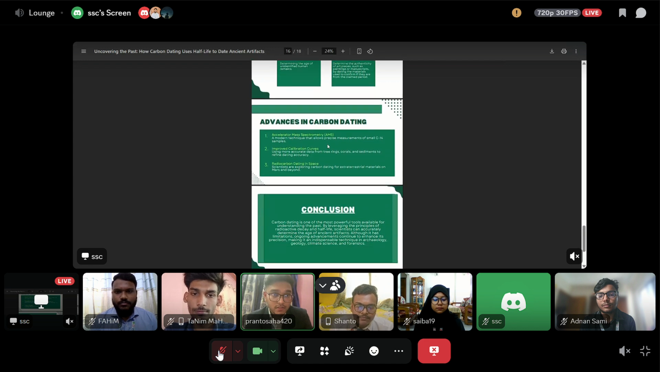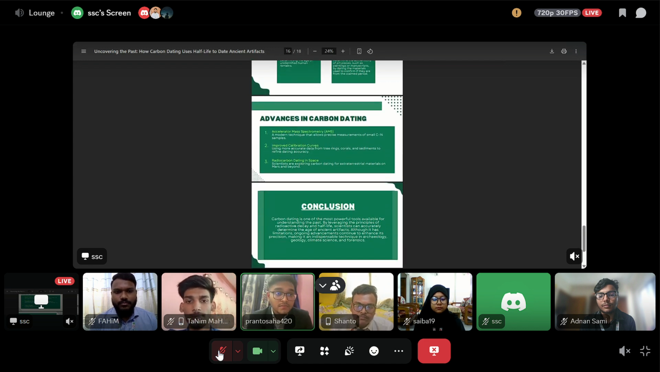Let's talk about advances in carbon dating. First, accelerator mass spectrometry, short for AMS, a modern technique that allows precise measurements of small C14 samples. Next, improved calibration curves using more accurate data from tree rings, corals, and sediments to enhance dating accuracy.